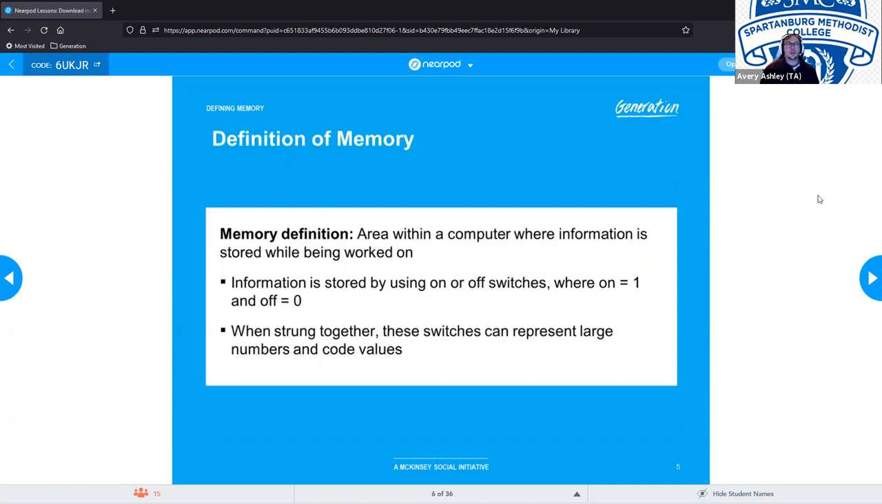All right. So our definition of memory. It's an area within a computer where information is stored while being worked on. And information is stored by using on or off switches, where on is going to equal 1 and off will equal 0. And when strung together, these switches can represent large numbers and code values. So that's where our binary comes into play, where you'll see long strands of 0s and 1s. And it tells the computer to do anything and everything.